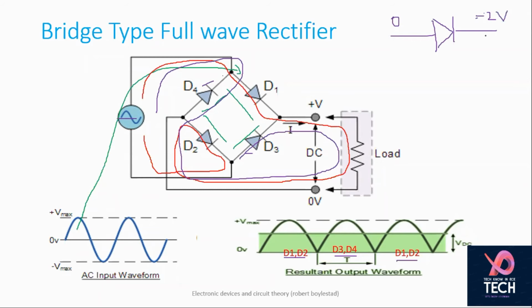So forward bias means potential at P is more as compared to potential at N. Okay. So if you are putting more negative on N, your diode is still forward biased. So that is what is happening. For one cycle, D1 and D2 are on, and for the other cycle, D3 and D4 are on. So you are getting output here.